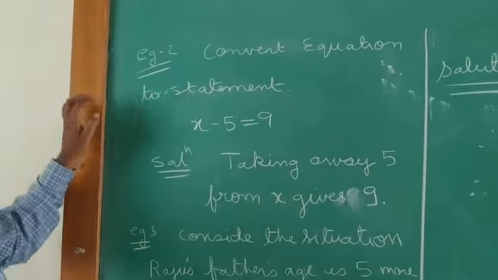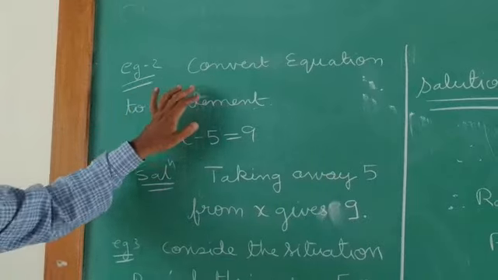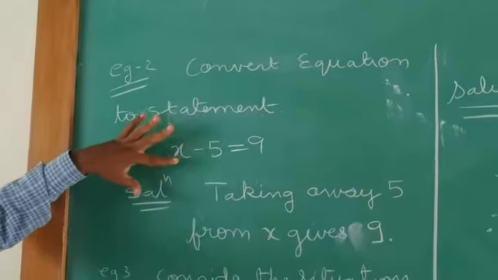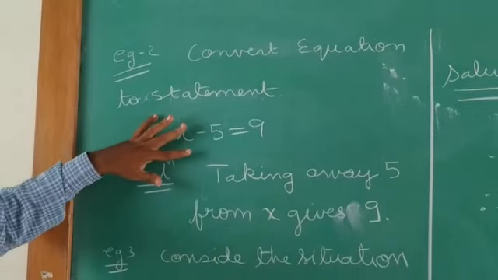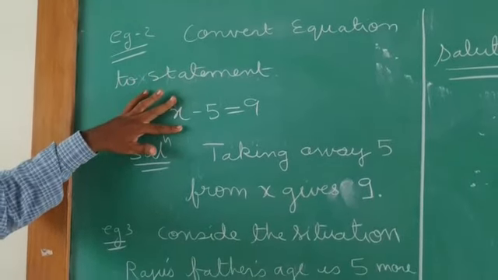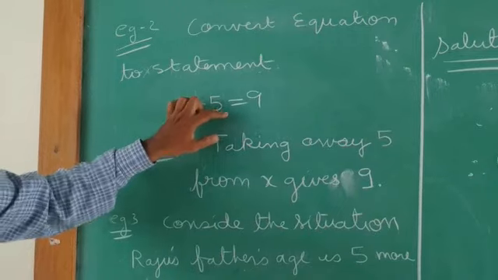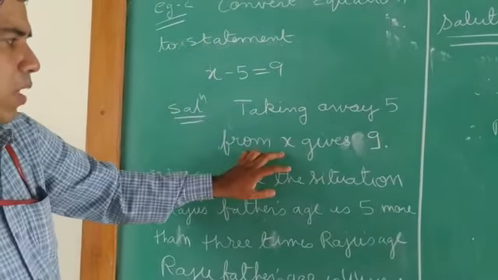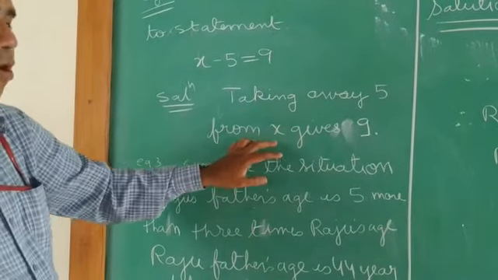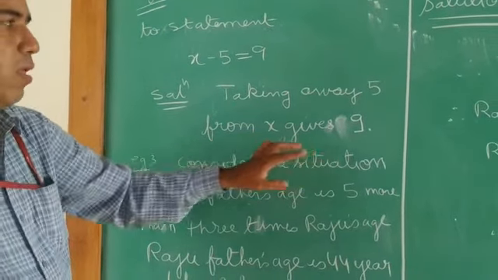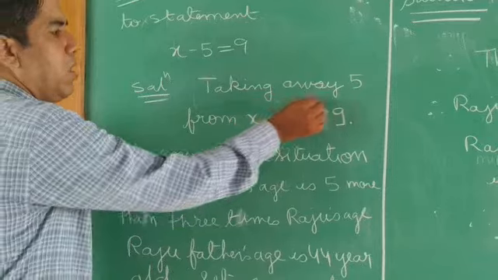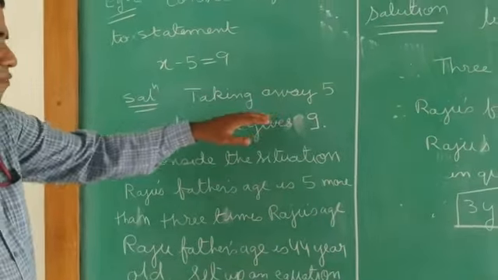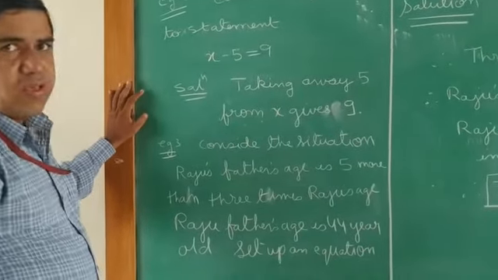Now, example number 2: convert an equation to a statement. Previously we did statement to equation. Now we are converting an equation to a statement. It is given here x minus 5 equal to 9. So taking away 5 from x gives 9. Taking away 5 from x gives 9. So it is easy to understand.